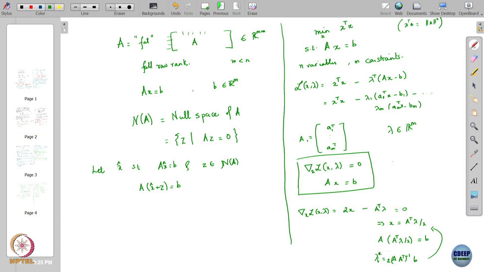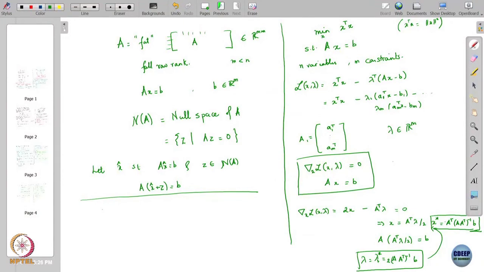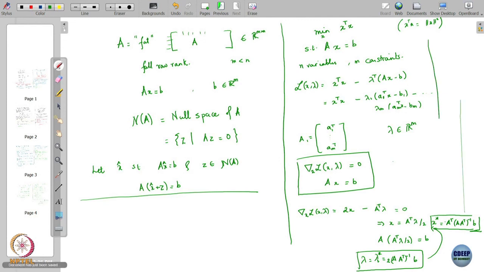So this is my lambda star. Put this back here, and that gives me my x star equal to A transpose (A A transpose) inverse b, sorry, this is not 2. So this is your least norm solution. The least norm solution of this optimization problem is this one here.